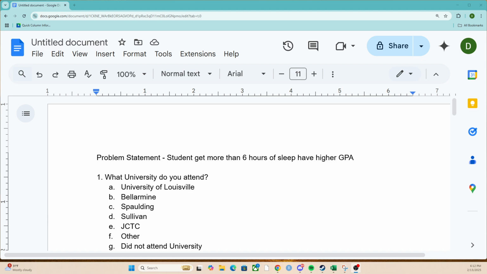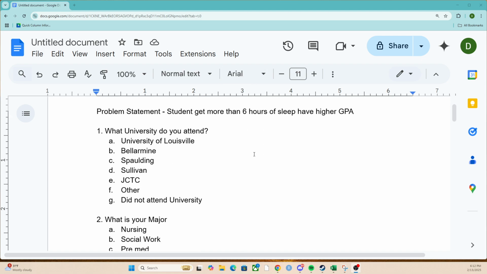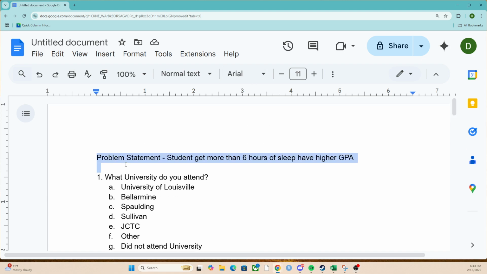The way we design a survey is as follows: you have to have a problem statement, which is your hypothesis, okay? In this case, I helped a student with their survey today, so I'm going to show you how their survey went. Their problem statement was that students who get more than 6 hours of sleep have a higher GPA. It's not really a problem statement. It's just a hypothesis statement, which is just as good.